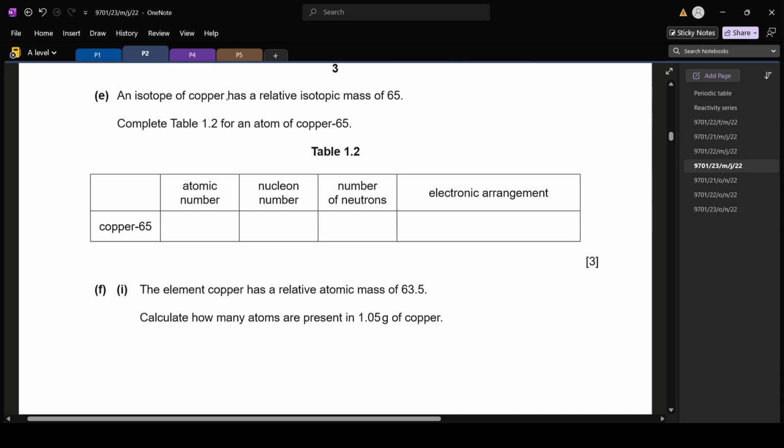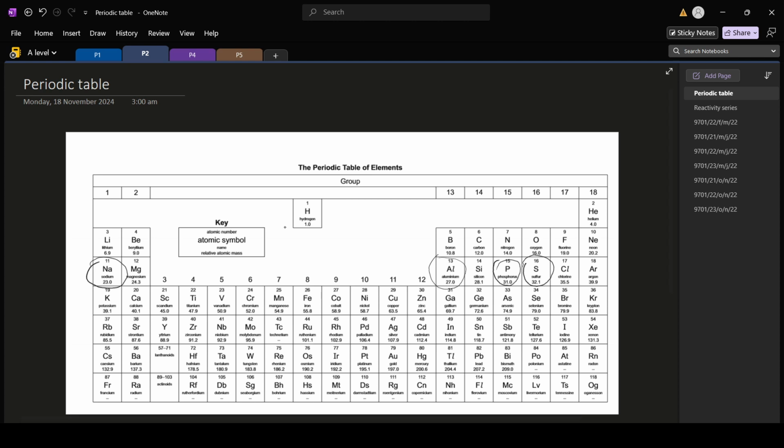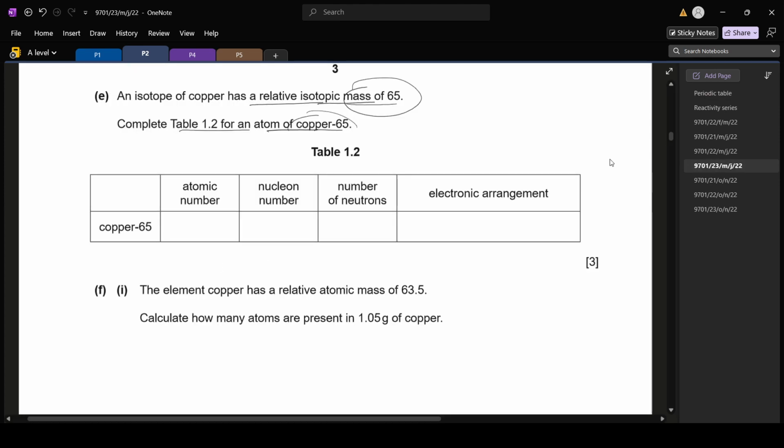Part E. An isotope of copper has a relative isotopic mass of 65. Complete table 1.2 for an atom of copper 65. From the periodic table, what is the proton number of copper? This is 29. So atomic number is 29. And what is the nucleon number?